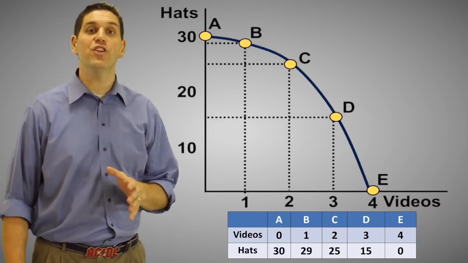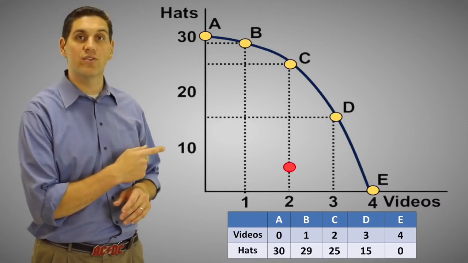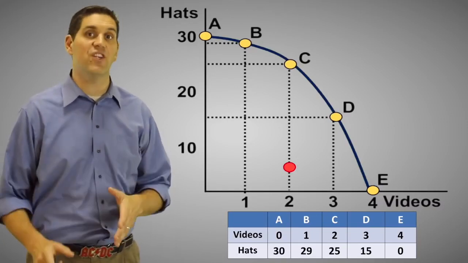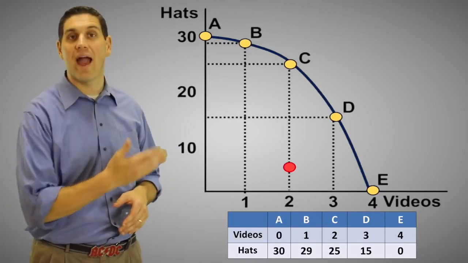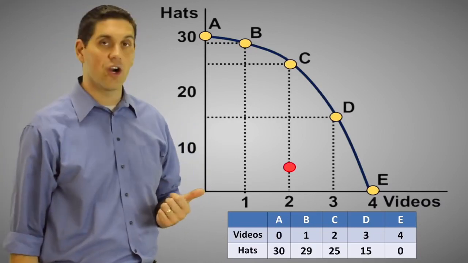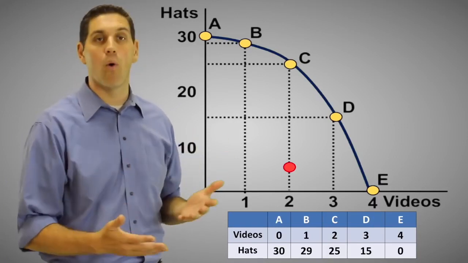This graph shows efficiency because if I'm producing a point right here, where I'm producing only 2 videos and 5 hats, I am inefficient. This is because I'm not using all of my resources to the fullest. I'm not somewhere on the actual curve. So any combination inside the curve is inefficient because I could produce there, but I don't want to. I can produce more of both goods.